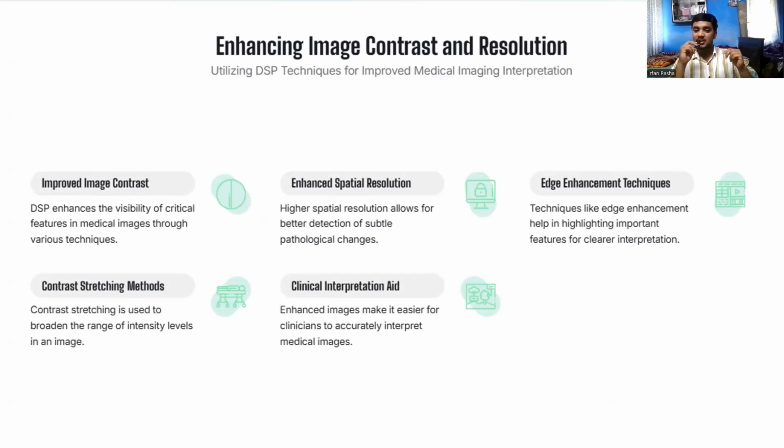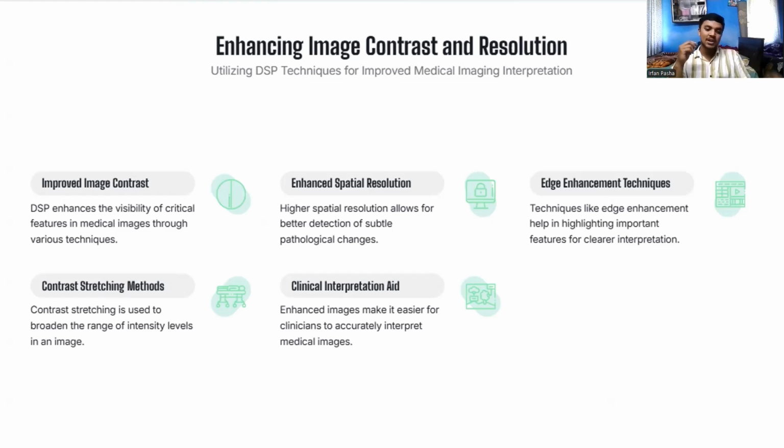Then enhanced spatial resolution. Higher spatial resolution allows for better detection of subtle pathological changes. Edge enhancement techniques. So what are the edge enhancement techniques? What basically does edge enhancement technique mean? It helps in highlighting important features for clear interpretation.